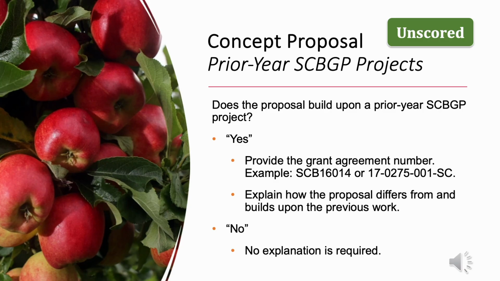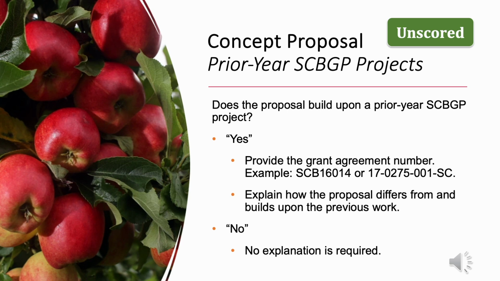The next section asks whether the proposal you are submitting builds upon a previous project that was funded by the SCBGP. If your proposed project builds upon a previously funded project, select Yes from the drop-down menu. In the first text box, provide the grant number for the previous project. In the second text box, explain how the proposed project differs from and builds upon the previous work.